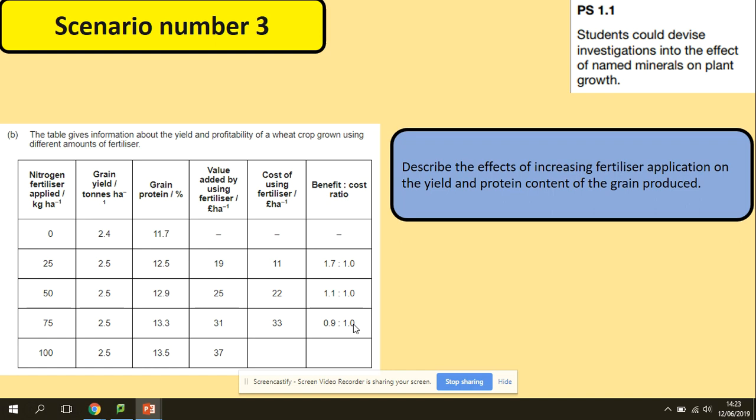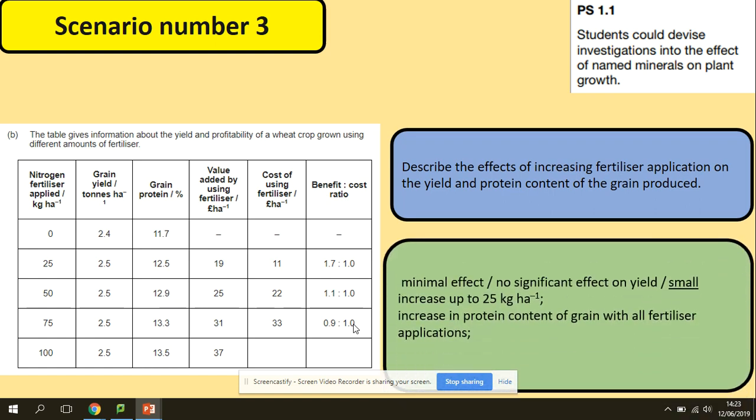Describe the effect of increasing fertilizer application on the yield and protein content. What we just said here was minimal effect. There is no significant difference, because as we can see here, what we mentioned before, from 2.4 to 2.5, and the same in terms of the protein, there is no significant difference. To summarize the concept, there is an increase in the protein content of grain with all of the fertilizer applications.